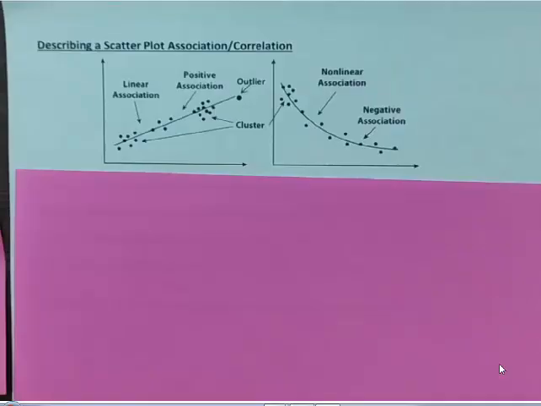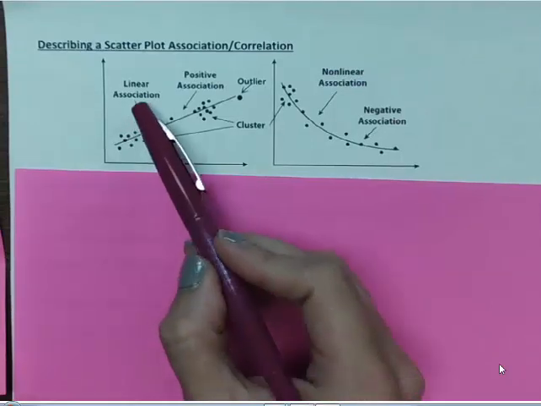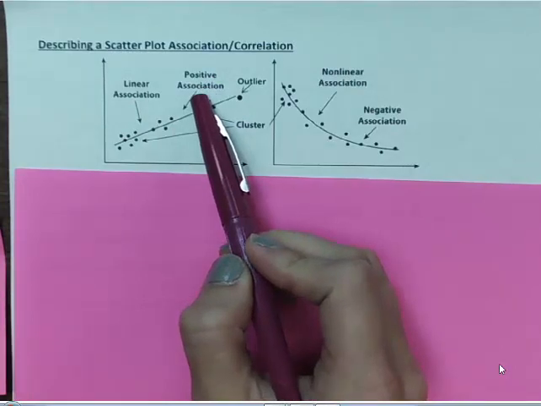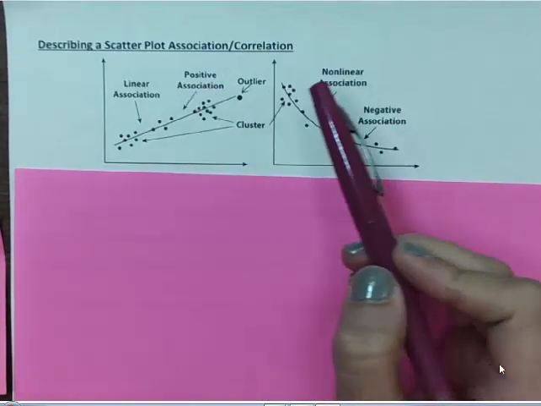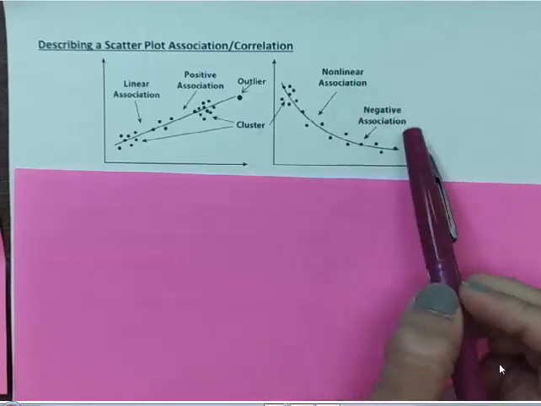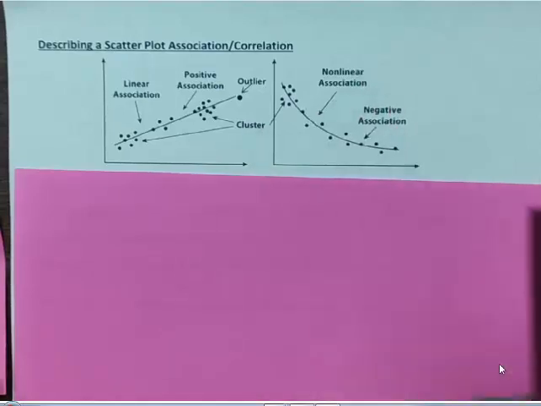Okay, on the back, we're going to describe scatter plots a little bit more and what they would look like. So, looking at these two diagrams, we have a linear association, positive association, which we've already talked about. From left to right, it's going up. Outlier, cluster, nonlinear association, and a negative association. So let's look at the definitions of all these.